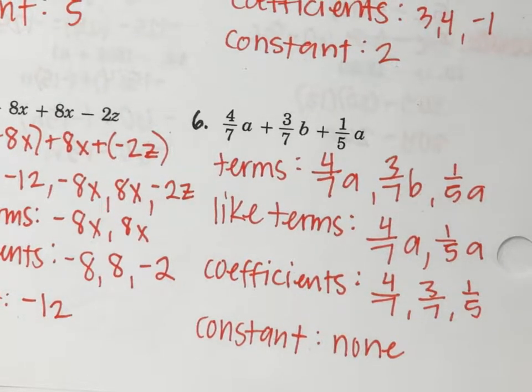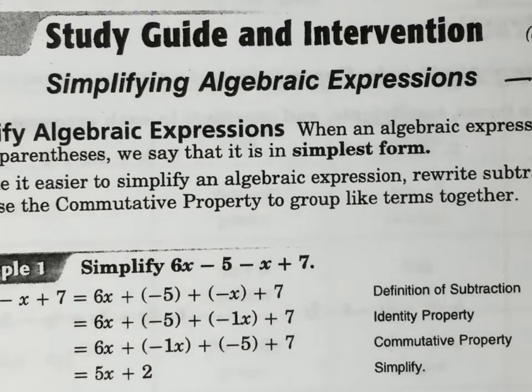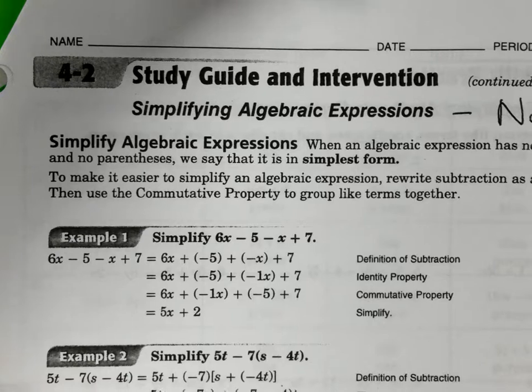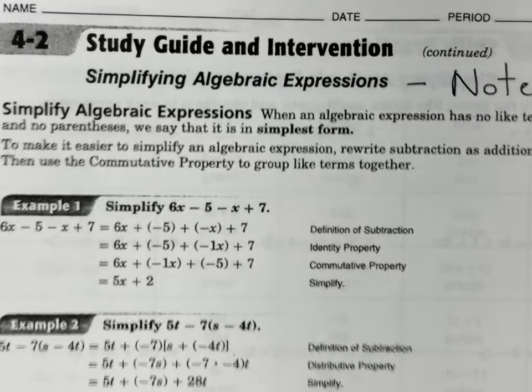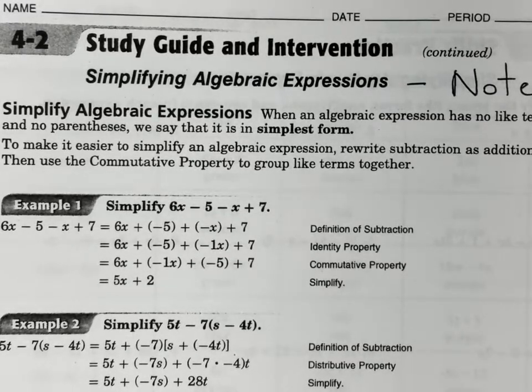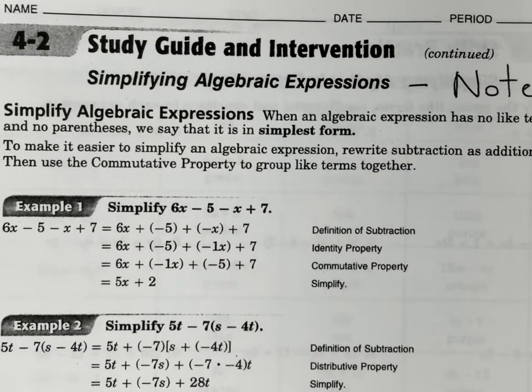Questions on this page? All right, flip over. Somebody read this first sentence for me, please. Amy: If an algebraic expression has no like terms and no parentheses, we say that it is in simplest form. Thank you. So if it's in simplest form, that means there are no parentheses and no like terms. So we are taking it as far as we can take it. Okay?